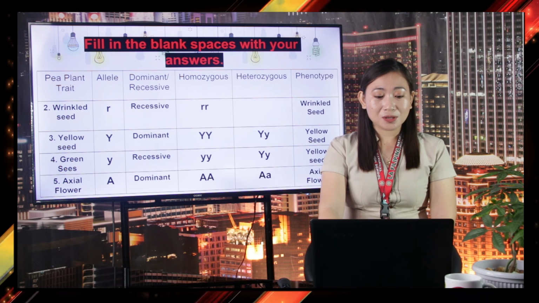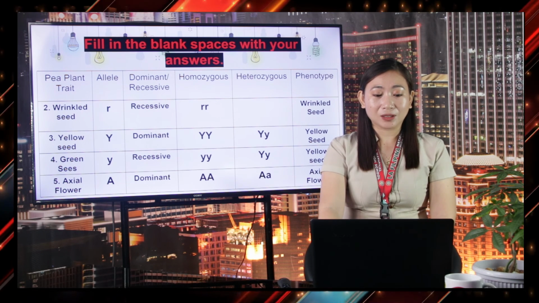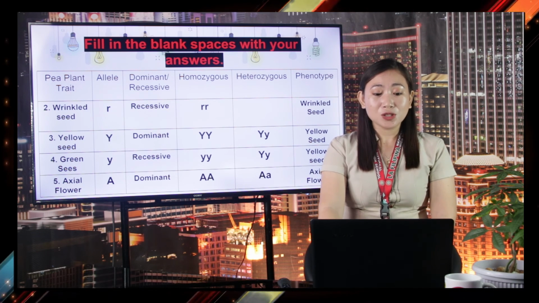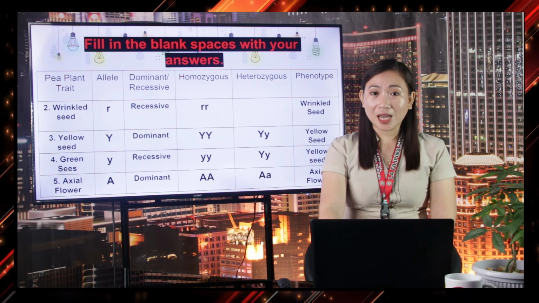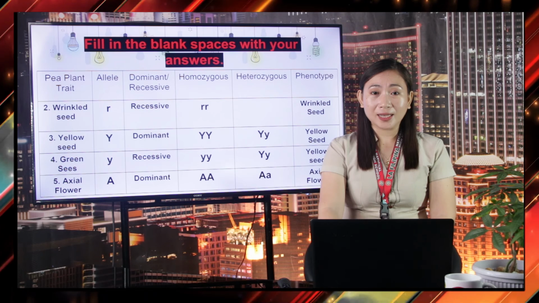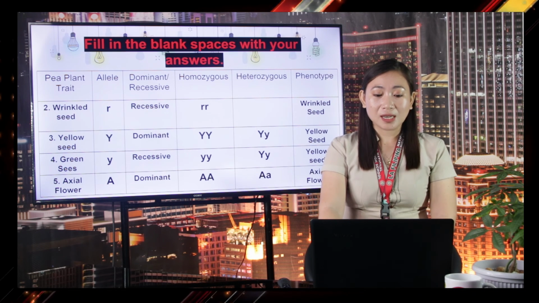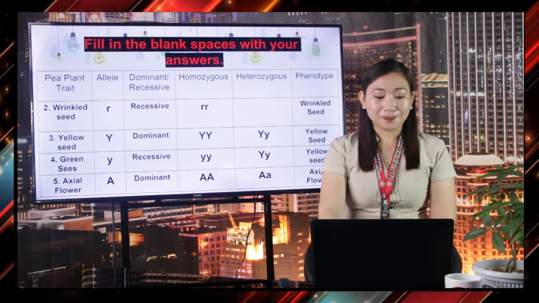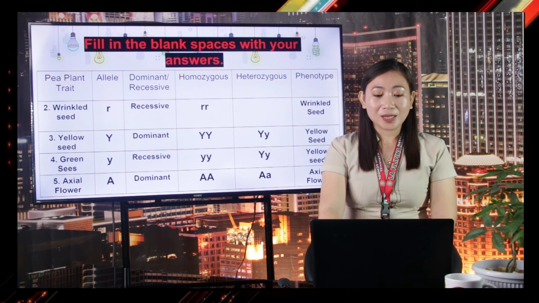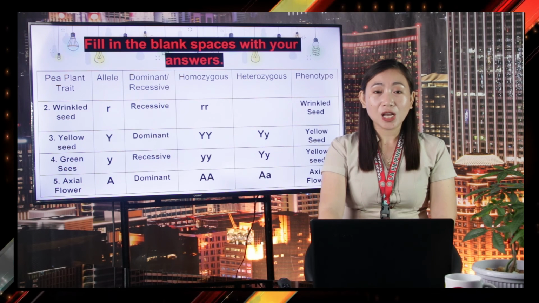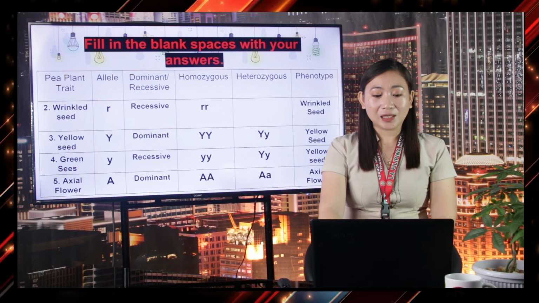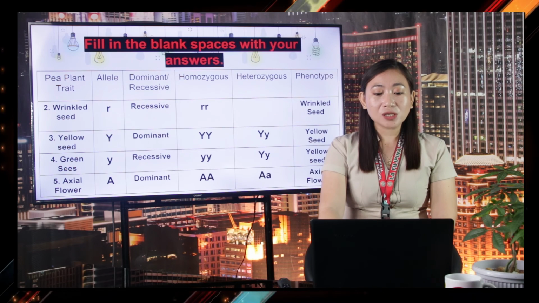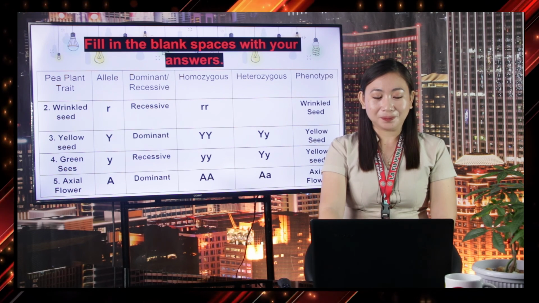Number 3, yellow seed, which contains capital letter Y for the allele, which is dominant, homozygous, which contains two big letter Y, and heterozygous, which contains big letter Y and small letter y, which contains the phenotype of yellow seed. Number 4, green seed, small letter y, recessive, homozygous, which contains two small letter y, and heterozygous, which contains capital letter Y and small letter y, which contains the phenotype of yellow seed.